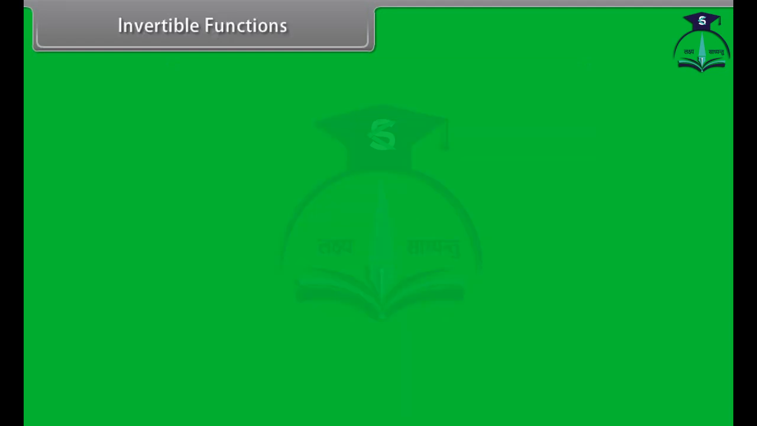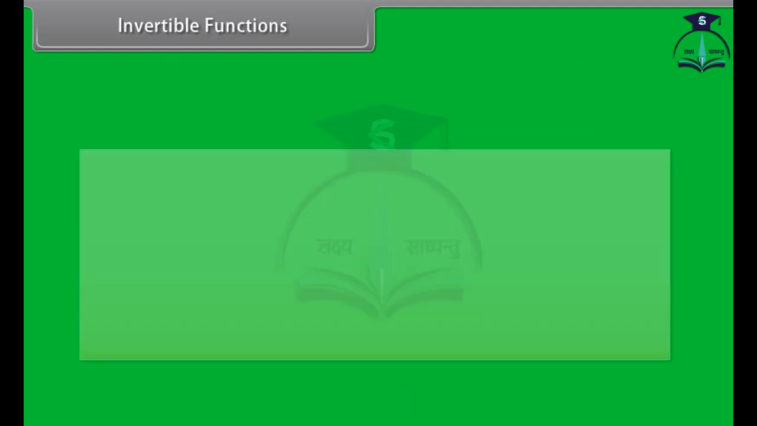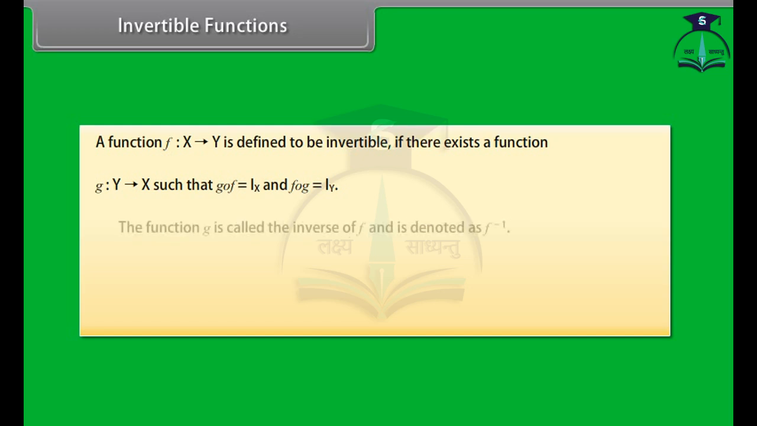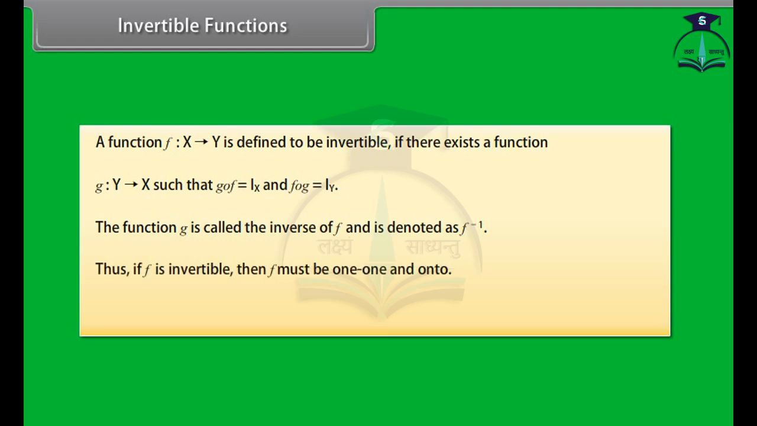Hence proved. Invertible functions. A function f from X to Y is defined to be invertible if there exists a function g from Y to X such that g∘f = Ix and f∘g = Iy. The function g is called the inverse of f and is denoted as f inverse. Thus, if f is invertible, then f must be 1-1 and onto. Conversely, if f is 1-1 and onto, then f must be invertible.